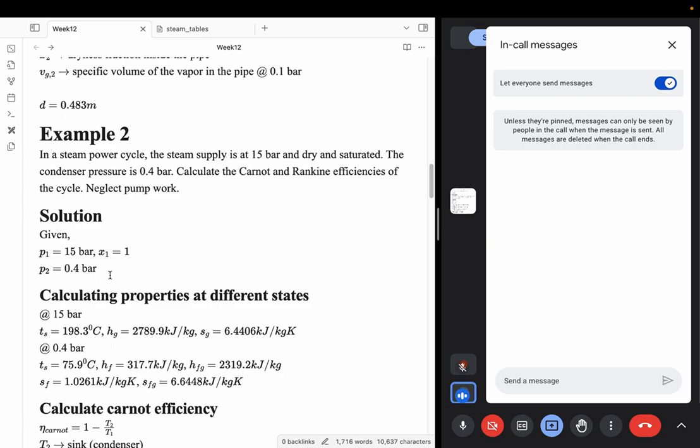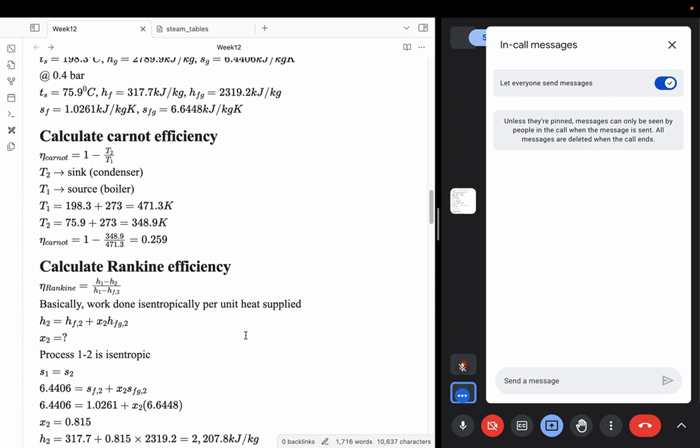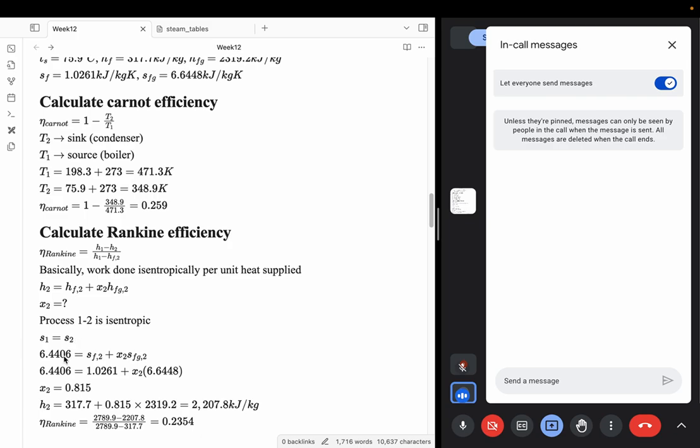So in order to calculate enthalpy, I need to now assume that there is an isentropic process from the turbine inlet to the outlet. So basically, it's an isentropic expansion. So S1 here is this one. You equate that with the S2 that you need to find. So S1 equal to S2, from which you can substitute and get the value of X2. Once I have X2, I can calculate my enthalpy.